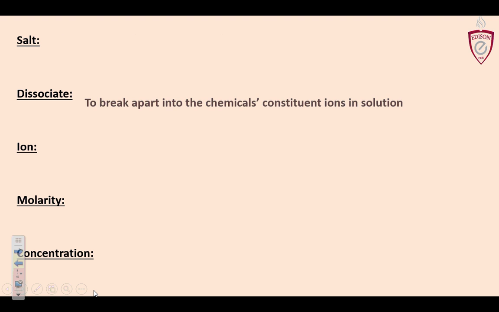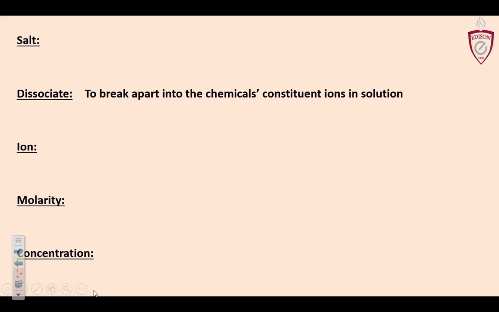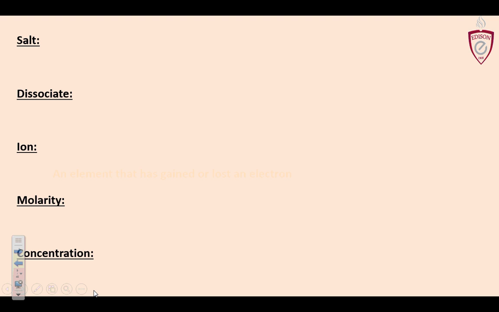Dissociate, again, is to break up into a chemical's constituent ions in solution. I don't just dissolve, it goes a step farther and dissociates. So acids and bases dissociate, just like salts and ionic compounds dissociate. Correct. Beautiful.